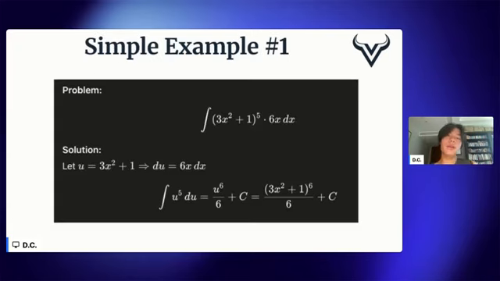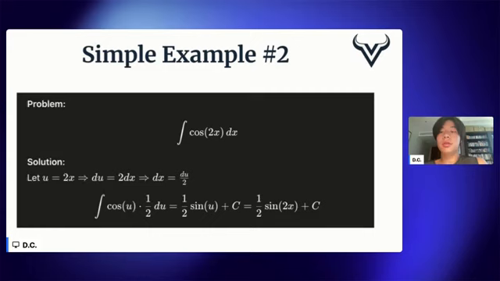First simple example is the integral of (3x squared plus 1) to the fifth times 6x dx. What we're going to do is straightforward. We take u to be 3x squared plus 1. Then du is 6x dx. We have 6x dx over here, so we substitute that with du. So it's u to the fifth du, which equals u to the sixth over 6 plus c. Then we just substitute u back into this ugly stuff.